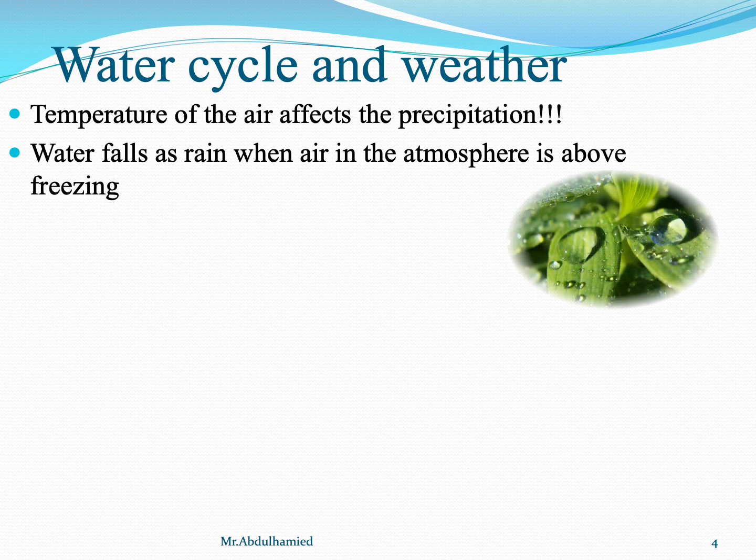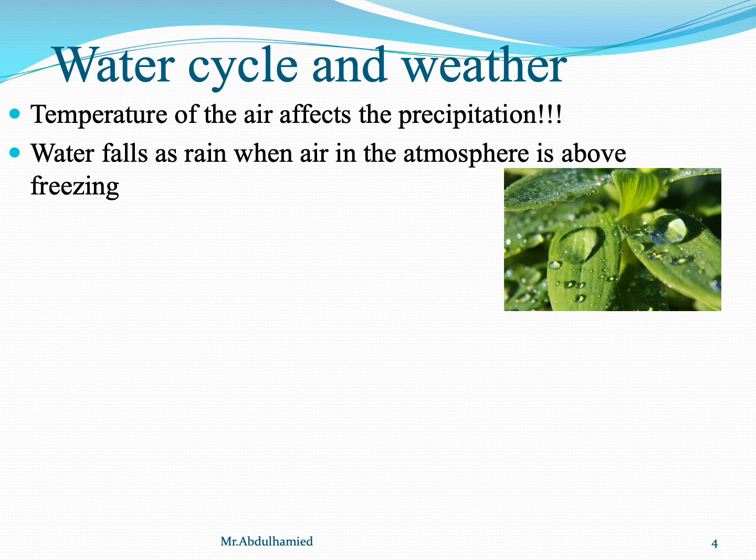Now, when the water falls from the sky or from the atmosphere to the earth's surface, it passes through air. This air is not cold enough to allow the rain droplets to change their form to snow crystals. It's not cold enough to change the rain droplets into snow.